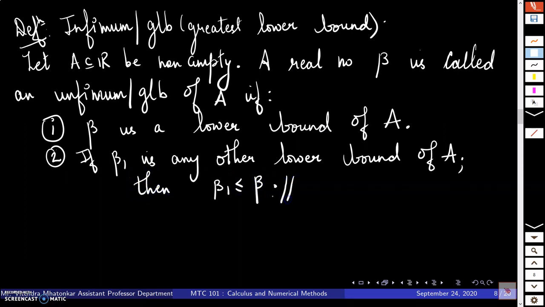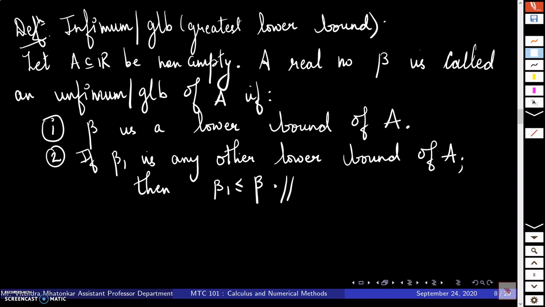Okay. So if you have understood the concept of supremum in the last video, this shouldn't be difficult, right? A number beta is called the infimum of the set A if beta is a lower bound of the set A, and if beta 1 is any other lower bound, then that will be less than or equal to beta. If you are able to show these two things for beta, then you can say that beta is the infimum of the set A.